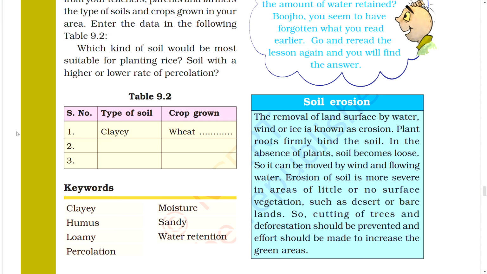Keywords: clay, humus, loamy, percolation, moisture, sandy, water retention.